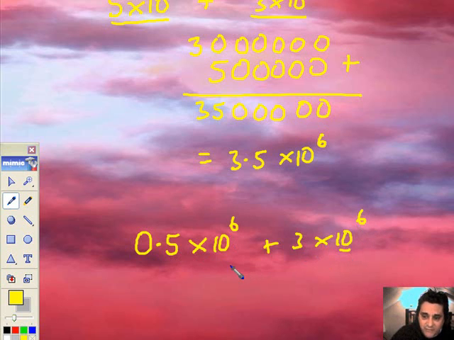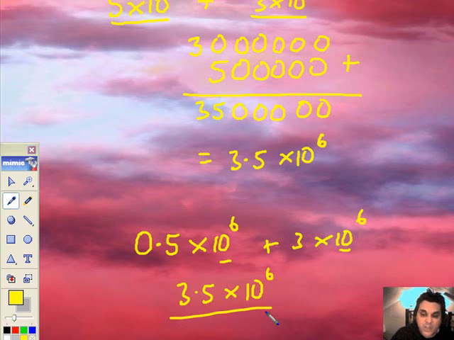Now look, I've matched the powers. Now we're free to add. What is 0.5 plus 3? Answer 3.5. And they're both 10 to the power of 6. That could be a quicker method if you can grasp that one.